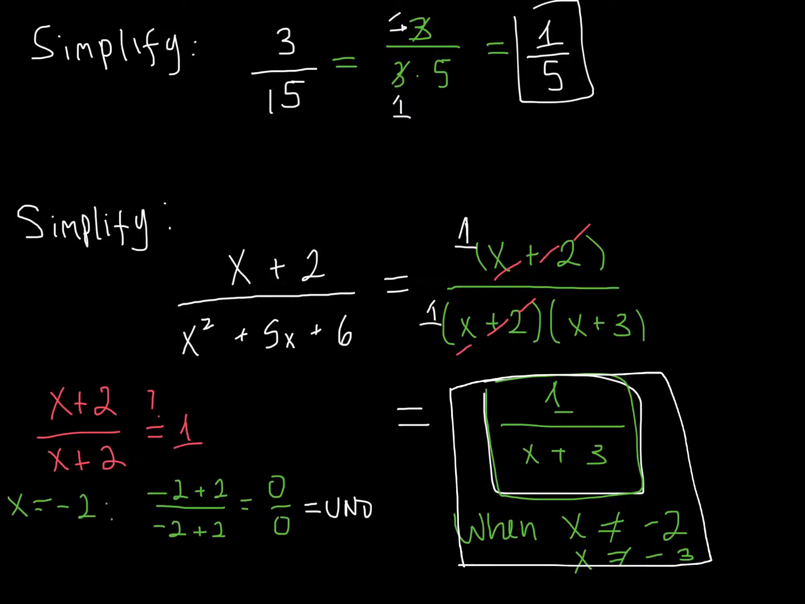So I can say, look, it's okay to simplify this function, this expression here, to this expression here, as long as I don't do it when x is equal to negative 2 or when x is equal to negative 3. So it's this function when x is not negative 2 and when x is not negative 3.